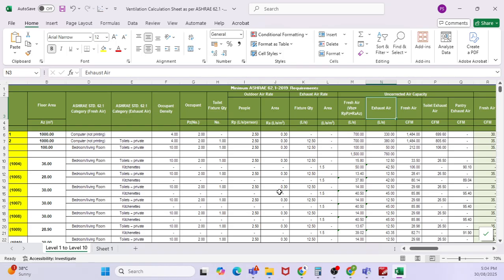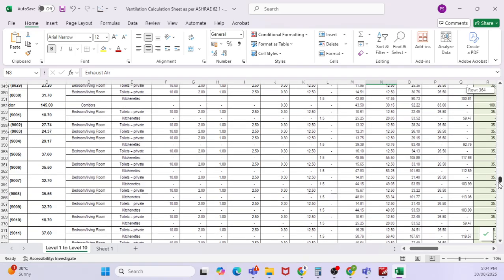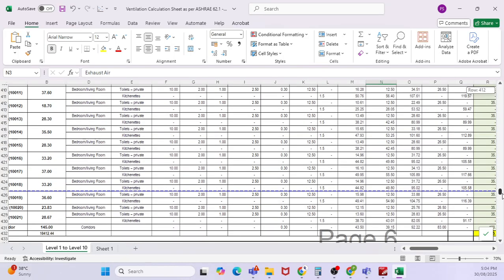But you have to see where you have to apply 85, where you have to apply 90, where you have to apply 95, where you can apply 100%. That depends upon the application and depends upon your practice. So when you calculate all the fresh air and all the exhaust air, you will come up with the total fresh air requirement for the building.